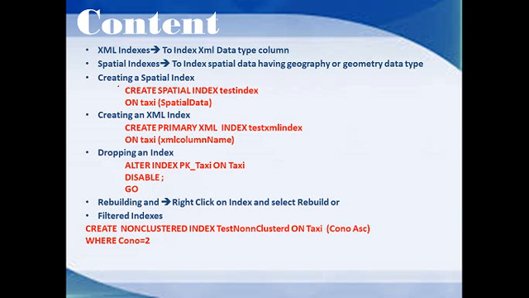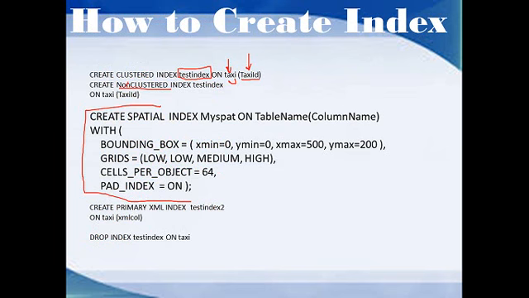For example, if you need to create a spatial index, we have to specify this one. Or if you like to specify everything, you can specify it like this. Create spatial index, the name of the index, the name of the table, the name of the column, and then you have to specify these properties. That means the bounding box, where is the minimum X, the minimum Y, and then you have to specify the grids, the cells per object, and the padding index.